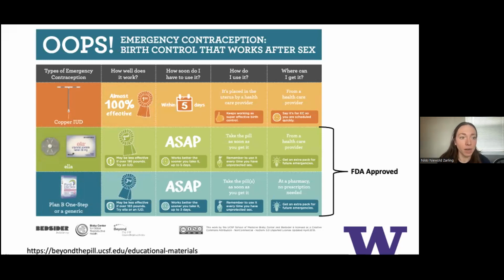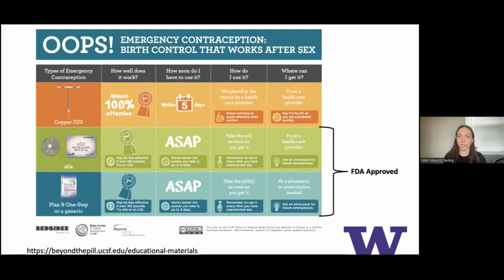The top row is the copper IUD. Interestingly, this is not FDA approved for emergency contraception, but we know it's highly, highly effective within 5 days. However, like we've talked about, there are some barriers. You have to get to the doctor to get an IUD placed within 5 days of unprotected sex.